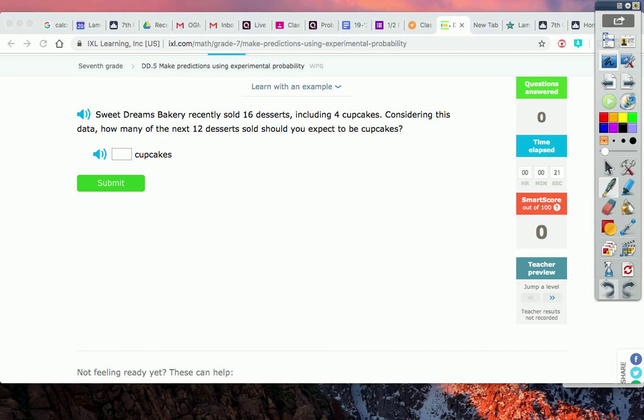Sweet Dreams Bakery recently sold 16 desserts, including 4 cupcakes. Considering this data, how many of the next 12 desserts should you expect to be cupcakes? Now, if you're like me, you might need to read it again. There are 2 things taking place. In the first event, Sweet Dreams Bakery recently sold 16 desserts, including 4 cupcakes. In the second event, we want to know how many would be cupcakes if she sold 12 desserts.